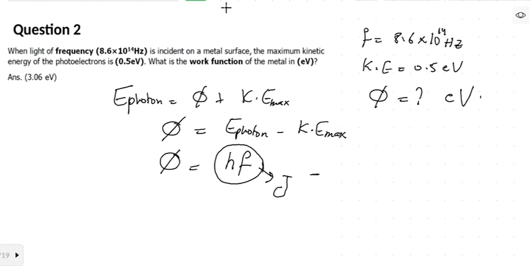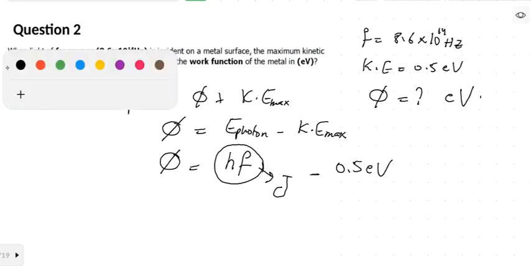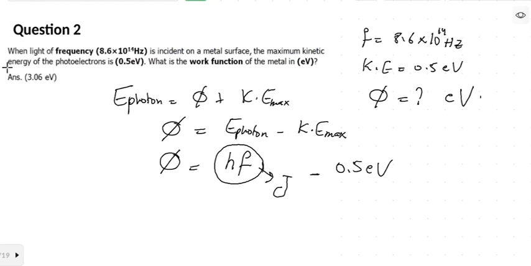And at the same time, he gave me kinetic energy in electron volt. I can't subtract or add joule with electron volt. The units should be the same. The answer, I need it in electron volt. So I need to change this to electron volt by dividing it by e, like what I did before.